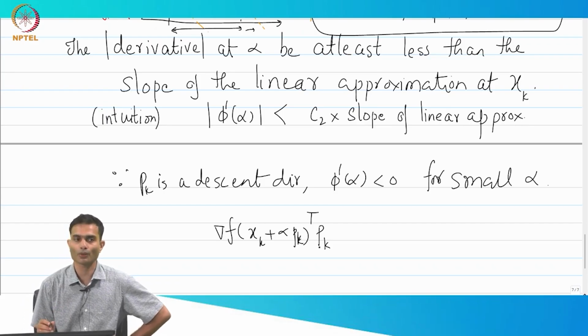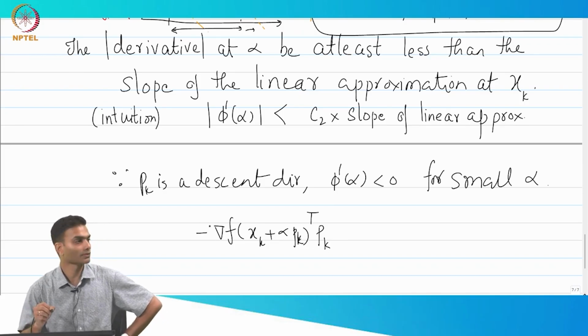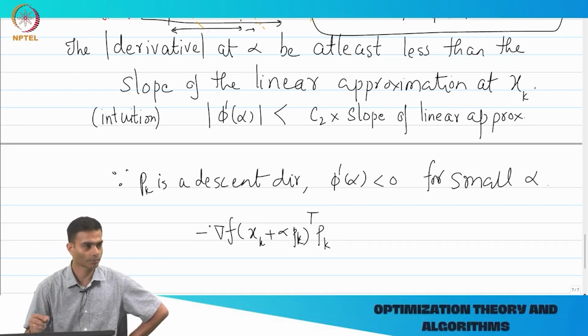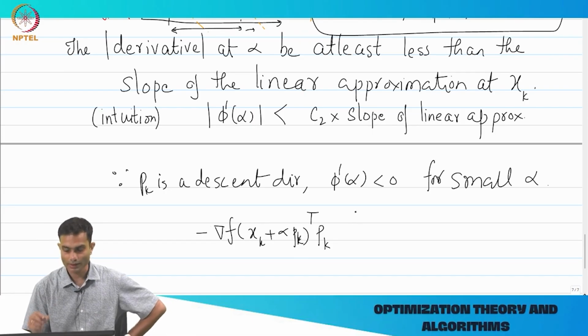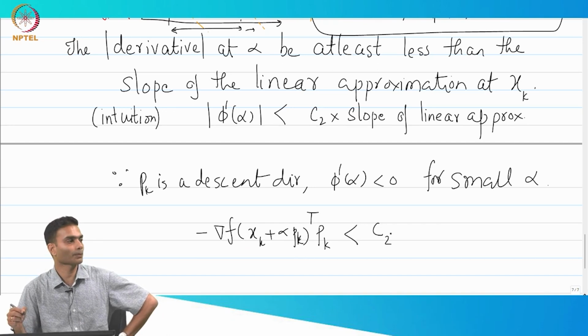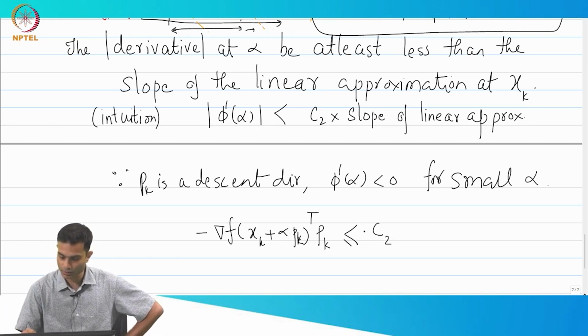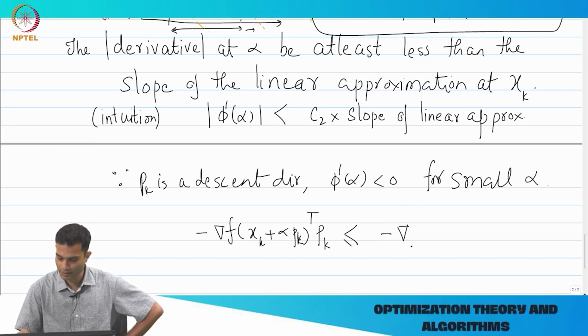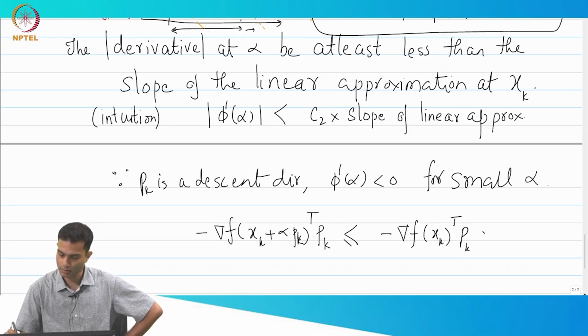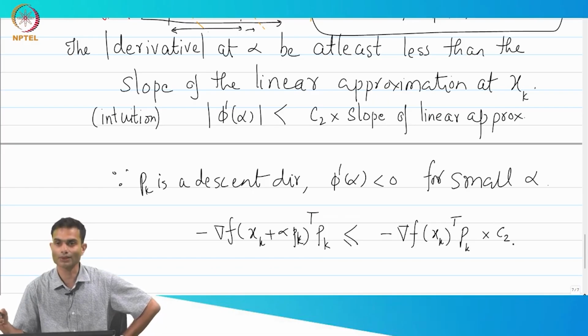So if I want to make it a positive quantity, what should I do? Multiply by minus. This is the slope in terms of a positive number. This should be less than C2 times the slope of the linear approximation, right. Now the slope of the linear approximation is going to be written like this: minus grad f xk transpose pk multiplied by C2. C2 is our relaxation, right.